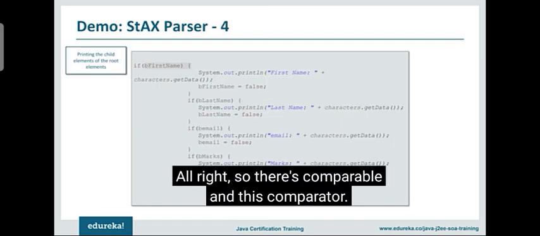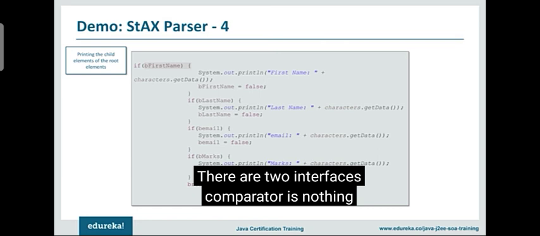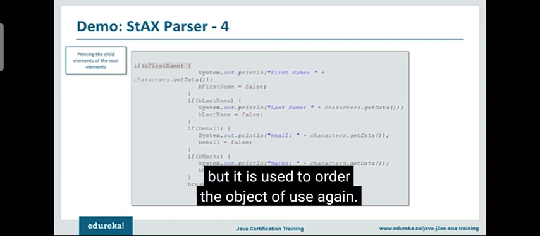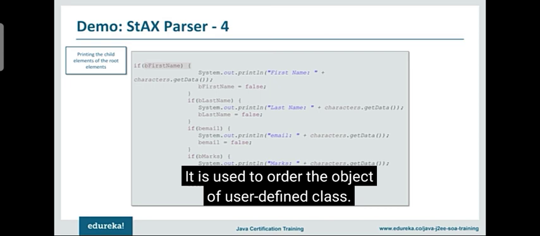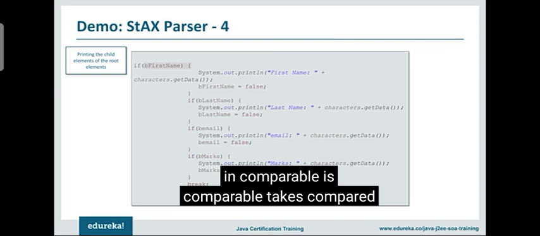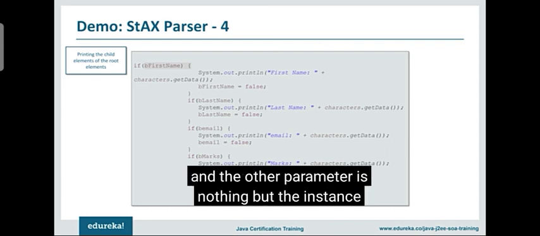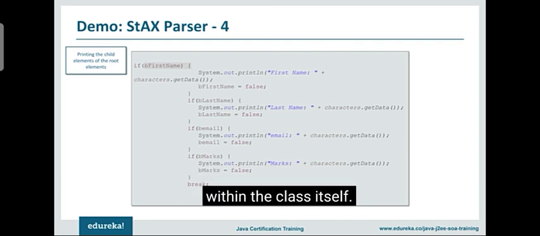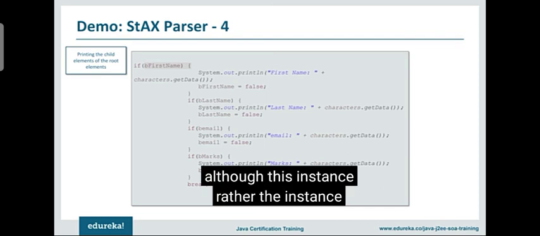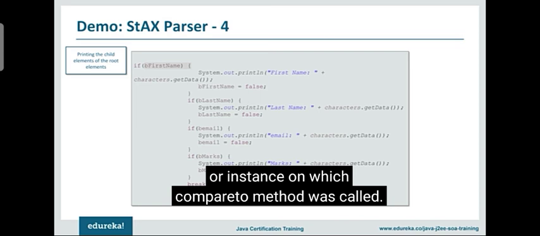All right, so there's Comparable and there's Comparator. There are two interfaces. Comparator is again used to order the objects of a user-defined class. But what is different from Comparable is that Comparable takes compareTo, which takes just one parameter as input, and the other parameter is nothing but the instance within the class itself, or rather the instance on which the compareTo method was called.